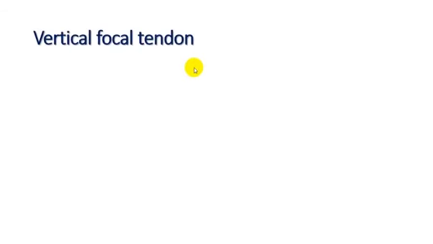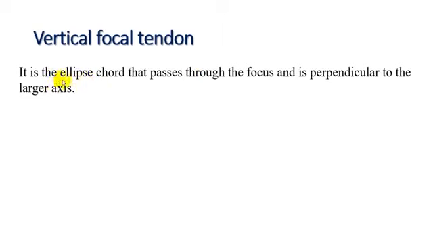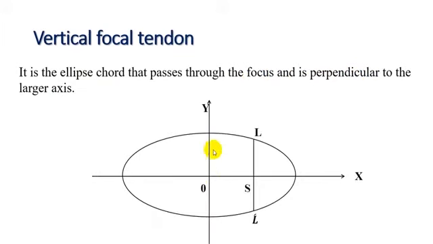A vertical focal chord is the ellipse chord that passes through the focus and is perpendicular to the larger axis. Of course, that's what we're talking about. If that's the largest one and this is the smallest one, then this is the chord which comes through that focus point, parallel to y and perpendicular to x.